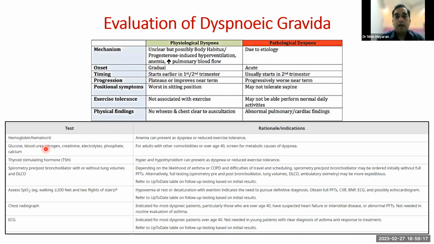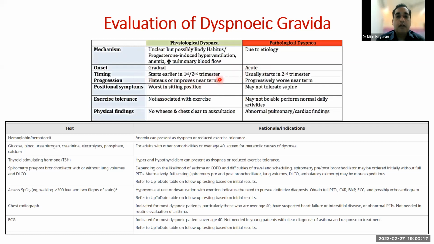When we evaluate a patient who is dyspneic and gravid, the first step, as I already mentioned, is to differentiate between physiological and pathological dyspnea. In physiological dyspnea, the mechanism is usually unclear. It is basically because of the body habitus, progesterone-induced hyperventilation, the physiological anemia of pregnancy, or an increase in pulmonary blood flow. But in pathological dyspnea, usually some other etiology is present. In physiological dyspnea the onset is gradual, but in pathological it is sudden. Physiological dyspnea usually starts in the first and second trimester, while pathological usually starts in the second or third trimester, or most commonly at the time of labor.